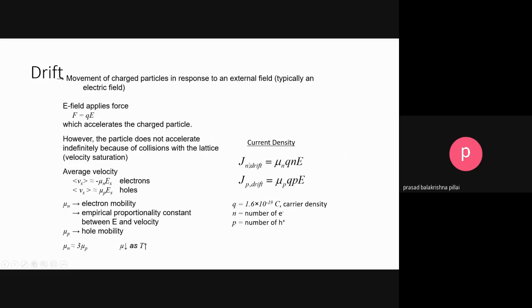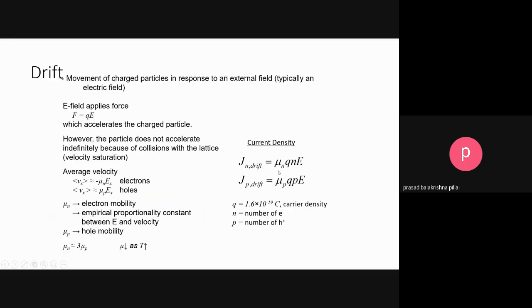Since you have two types of carriers, you have the drift current due to electrons. It depends on three things: the mobility of the carriers, the concentration of the carriers, and the electric field. Similarly, for the holes, it is decided by the mobility of the holes, the concentration of the holes, and the electric field. So these are the factors on which the drift current depends. The drift current is characterized by mobility.